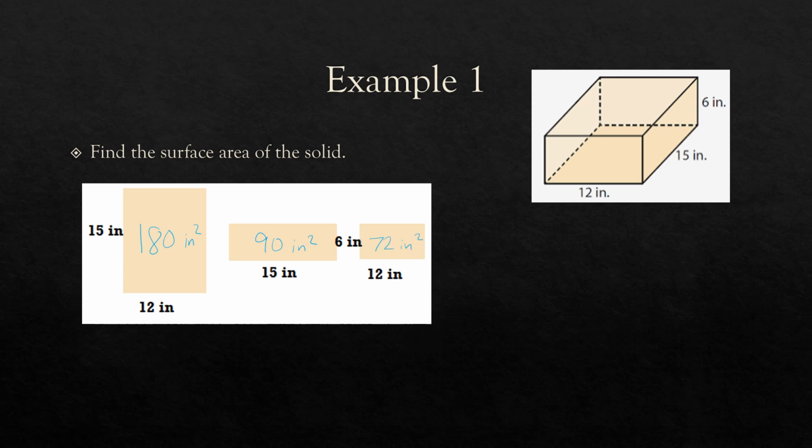Now remember, I have 2 of each of these, so I'm going to add 180 plus 180 plus 90 plus 90 plus 72 plus 72. All of that was inches squared. My total is 684 inches squared.